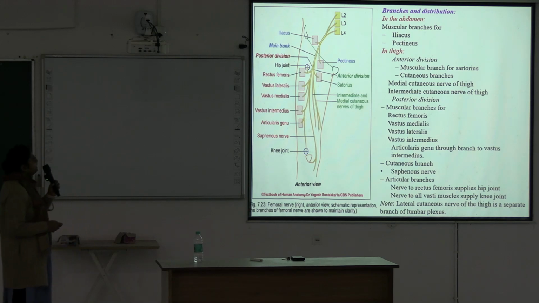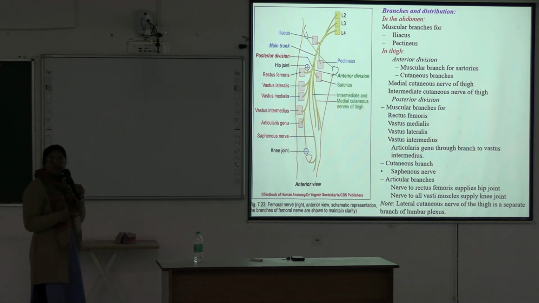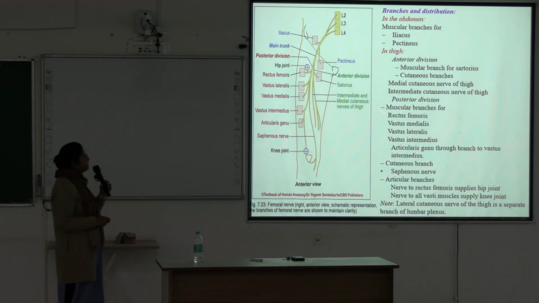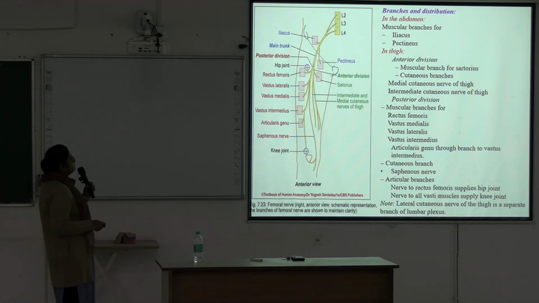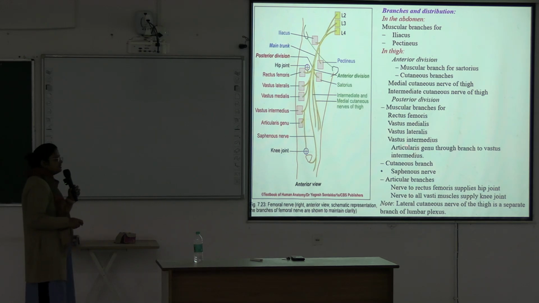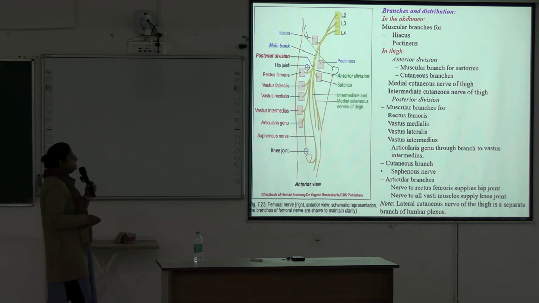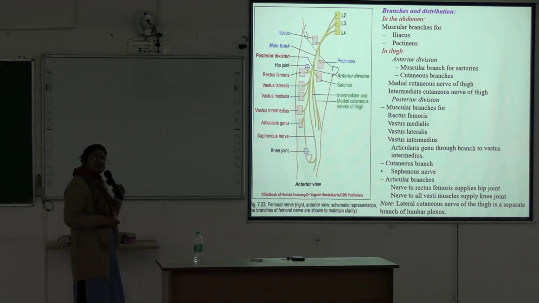In the thigh, the anterior division gives only one muscular branch, for sartorius, and the rest are cutaneous branches. Two cutaneous branches: medial cutaneous nerve of thigh and intermediate cutaneous nerve of thigh. The posterior division has muscular branches for the four parts of quadriceps femoris: rectus femoris, vastus medialis, lateralis, intermedius, and articularis genu through a branch of vastus intermedius. And the cutaneous branch, here only one, is the saphenous nerve.